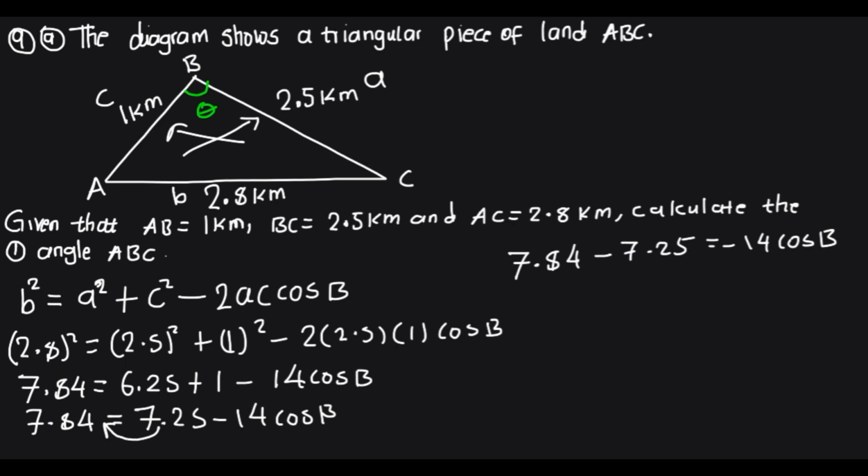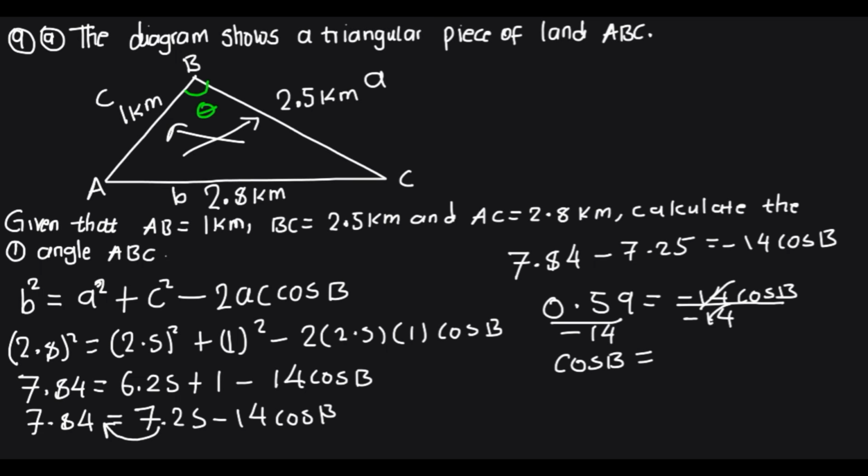So let's do 7.84 minus 7.25. I'm getting 0.59 is equal to negative 14 cos B. So what you do, we divide by negative 14, also here by negative 14, so that if we cancel, we have cos B is equal to 0.59 divided by negative 14.